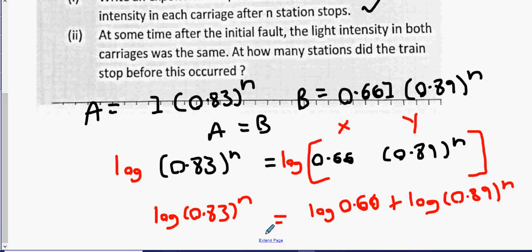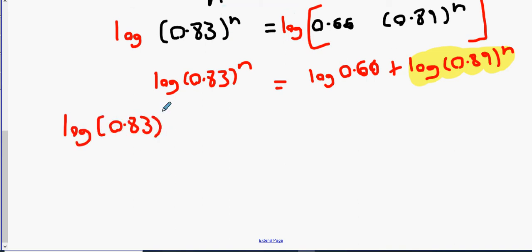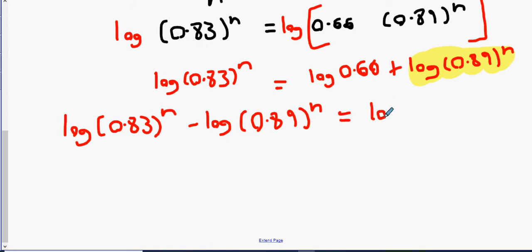I want to get n on its own, so what should move to the left? I'd say the full thing, would you? Let's move the full thing over, and we'll deal with the ramifications afterwards. So we get log 0.83 to the power of n minus log 0.89 to the power of n equals log 0.66. Everybody cool with that?